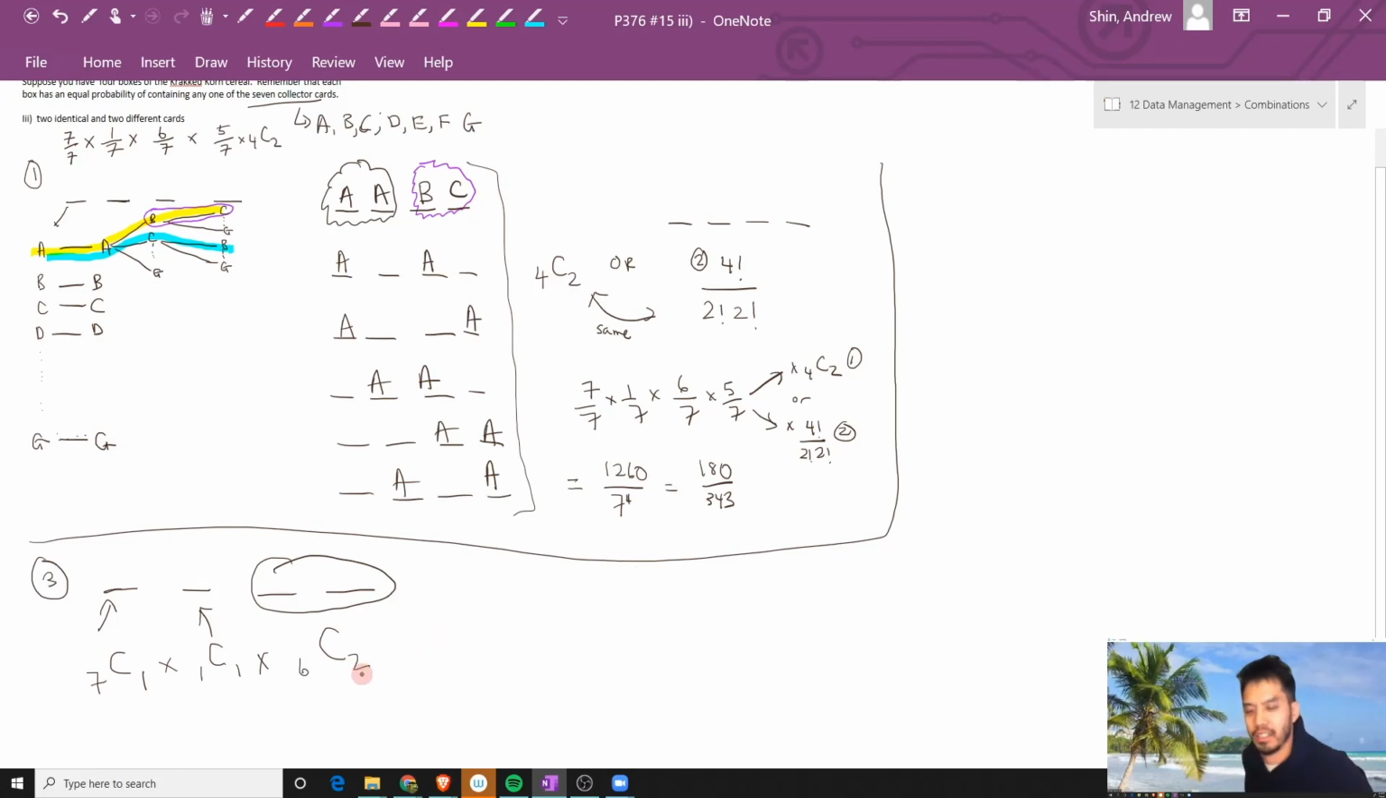Okay. So now, again, we've calculated this in a certain order. What we need to do is multiply by 4 factorial, because we can rearrange them in 4 different ways, and then because 2 of them are identical, we divide by 2 factorial. And so, try that out. 7 times 1 choose 1, I think is 1. 6 choose 2 times 4 factorial divided by 2. It's going to be 1260.